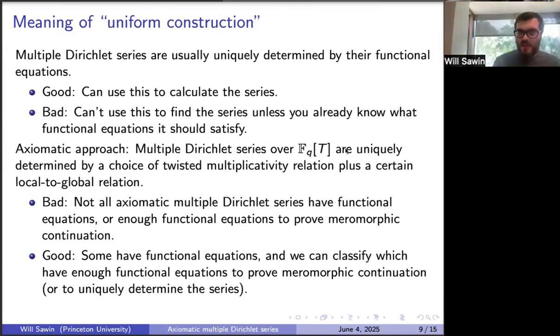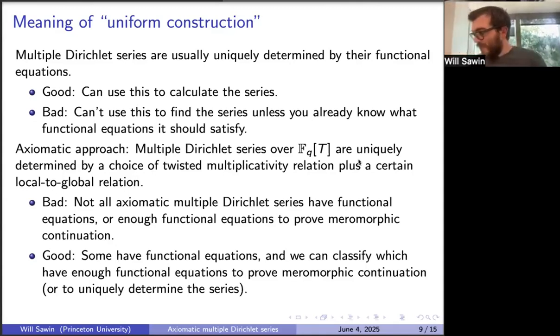which observes that over FQT, multiple Dirichlet series can be characterized by other properties that they have other than the functional equation. One is the twisted multiplicativity property, and there's another key property which I'll call the local to global property, which I'll talk about a little bit later. If you describe that, you can write down a list of axioms which uniquely characterizes the series based on these properties. And then you always have a choice. There are different twisted multiplicativity relations you can write down, and for each choice of twisted multiplicativity relations, there's one unique series.